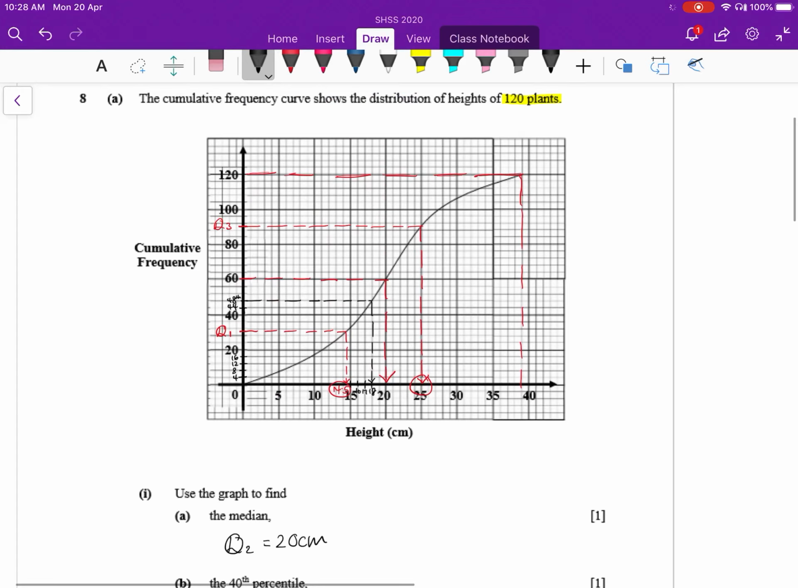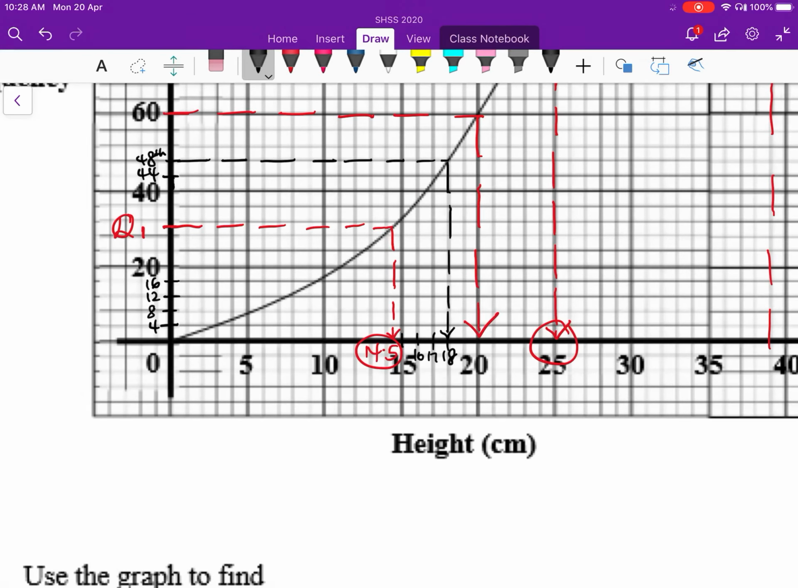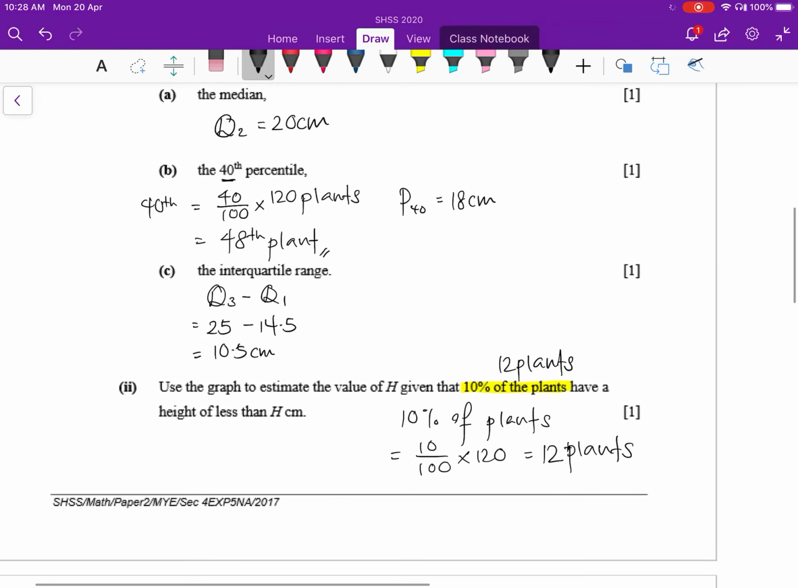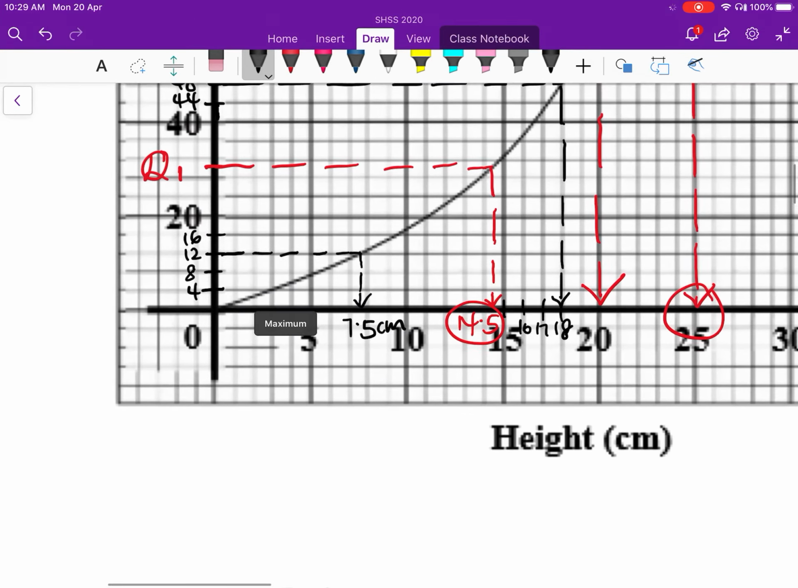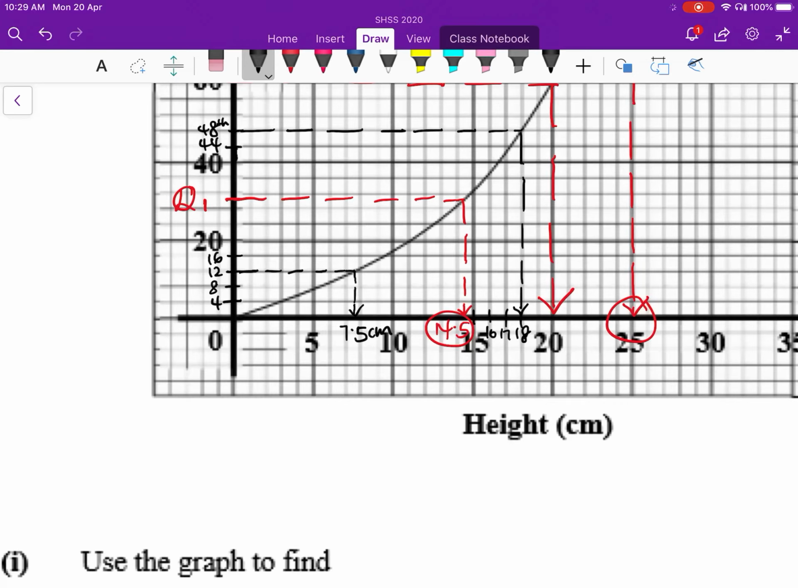12 plants. Let's search for 12 plants. 12 plants is here. They have a height of less than H. So what is this value? 5, 6, 7, 7.5 cm. So there are 12 plants that have a height of H cm. H is 7.5 cm, because only 12 plants have a height of less than 7.5 cm from the graph. Anything below rank 12 is less than 7.5 cm.